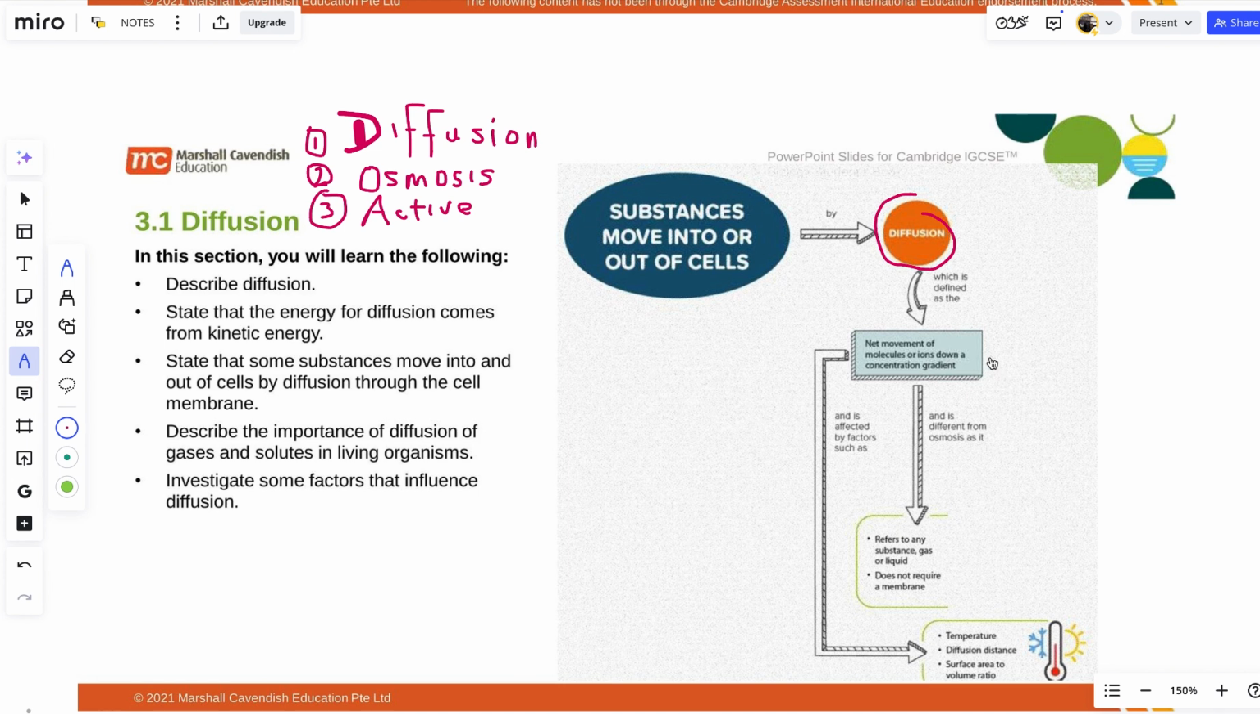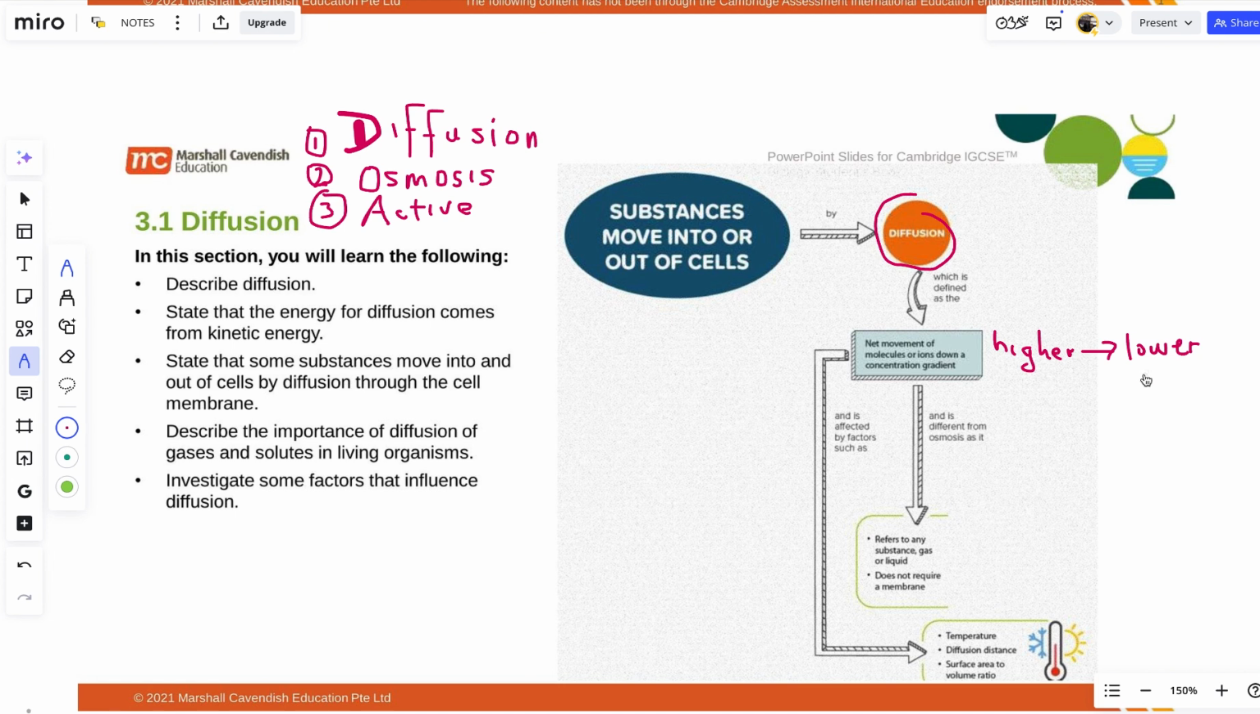What does this mean? What it means is that the substance will move from the higher concentration region or area to the lower concentration area. Higher to lower. That's the meaning of down the concentration gradient. So when we say down the concentration gradient, we are saying the substance will move from the higher region to the lower region. If we say against the concentration gradient, it means it's moving against. Against means from lower to higher. That would be for active transport.